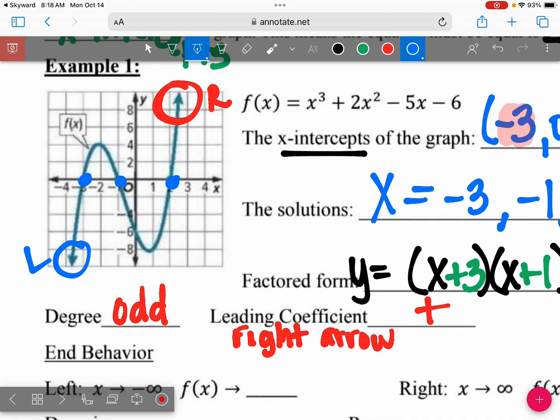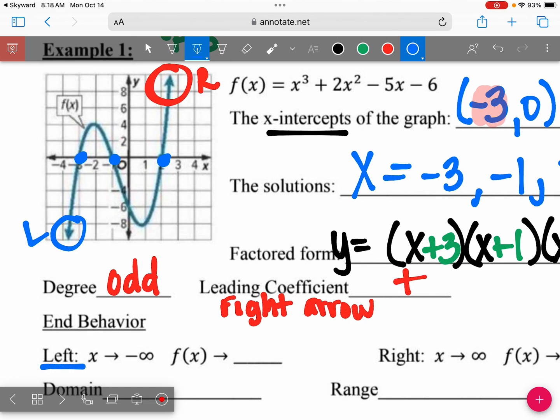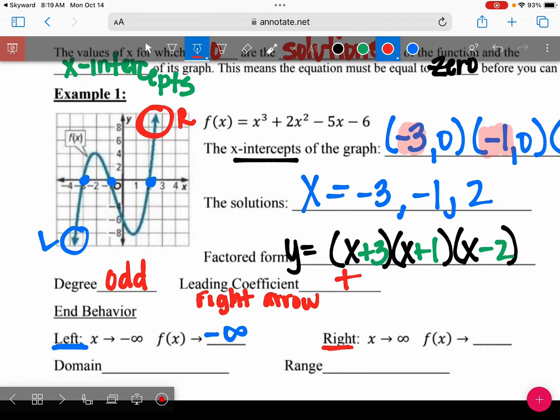So on the left side, let's talk about the left. What is it doing? On the left side, does everyone see how it's going down? So that means we're going to put a negative infinity. But on the right side it's going up. So we're going to put a positive infinity.